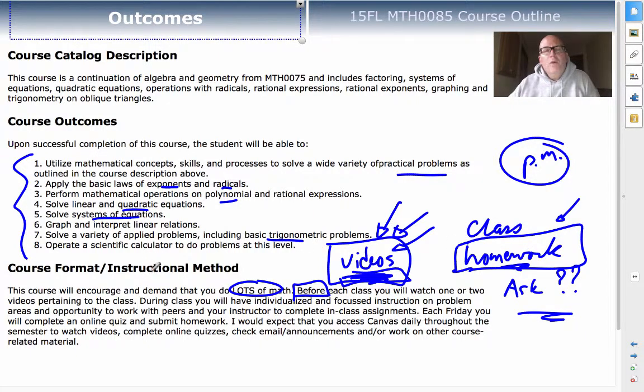So our format will basically be you watch videos before class, you have to do that, and then during class you work with your peers, your classmates, and also with me on accomplishing the homework. I expect that you'd access Canvas most every day, whether it's to watch the videos or to do some online quizzes or other things. Accessing the online resources that we have in Canvas is an important thing for you to do.